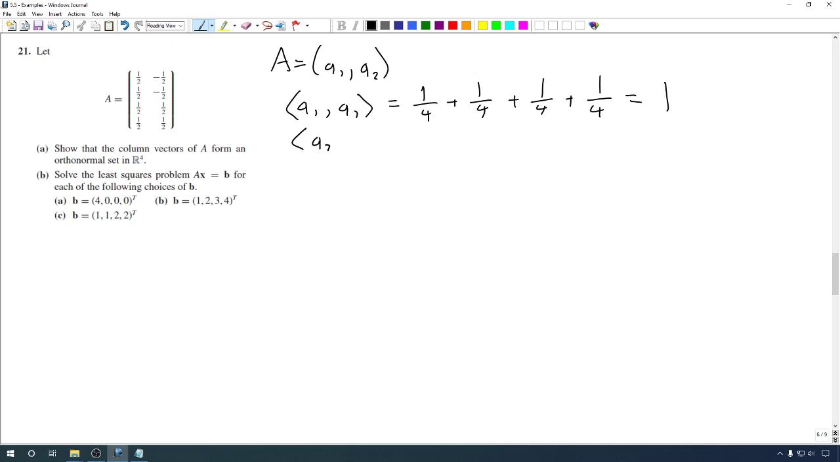And in fact, the norm of A2 is very similar because we still have 1/2s, but finding the norm actually gets rid of the negatives. So very similar thing.